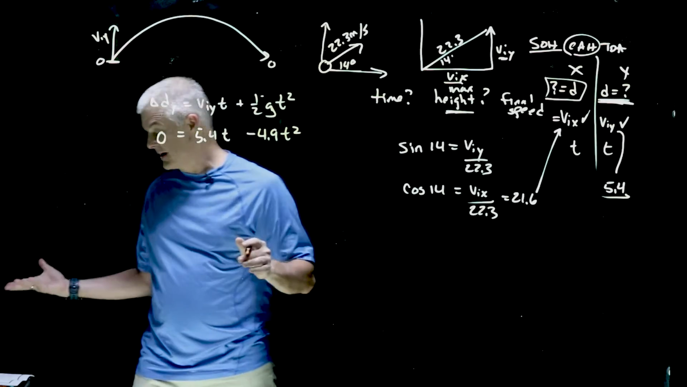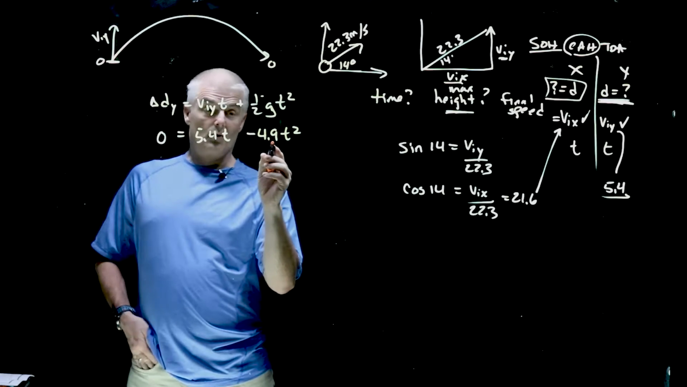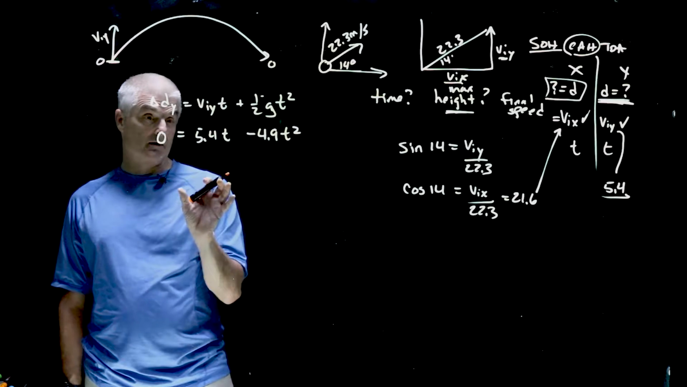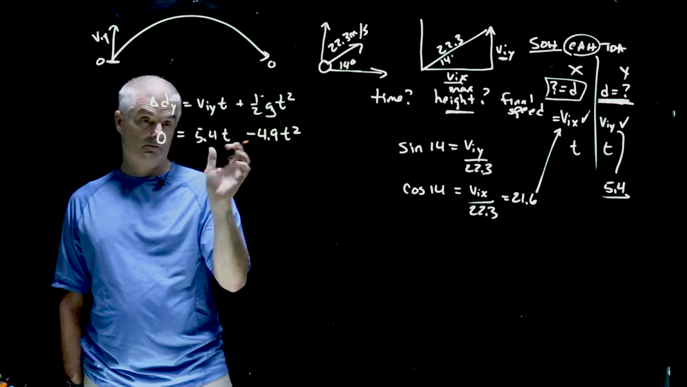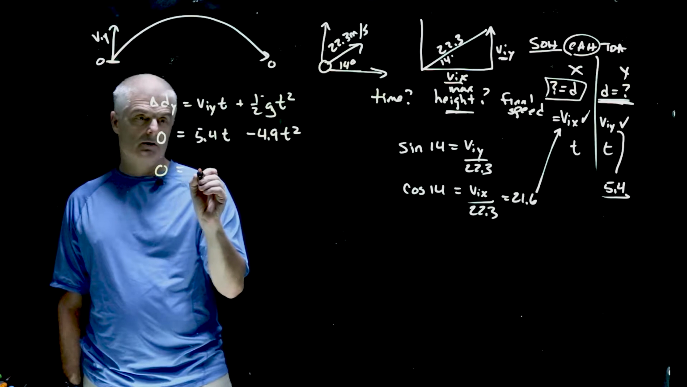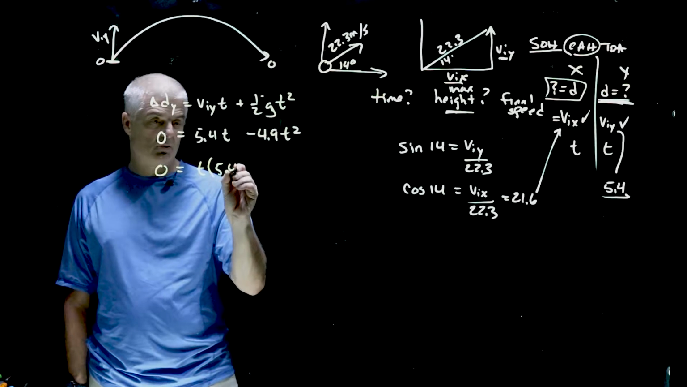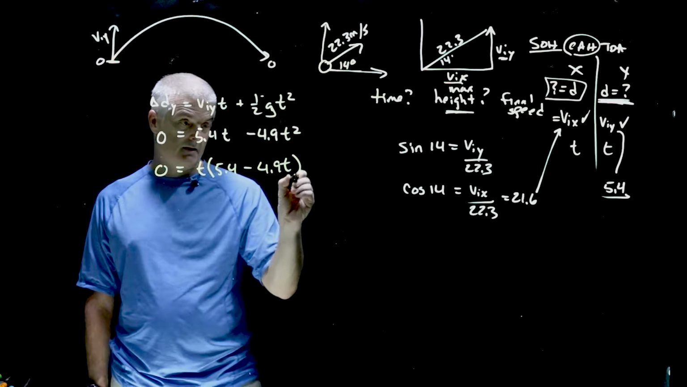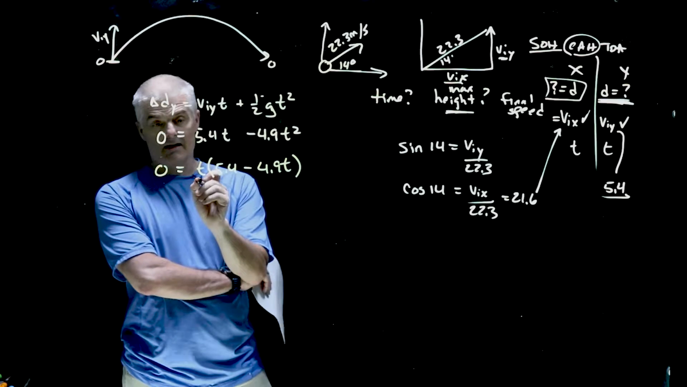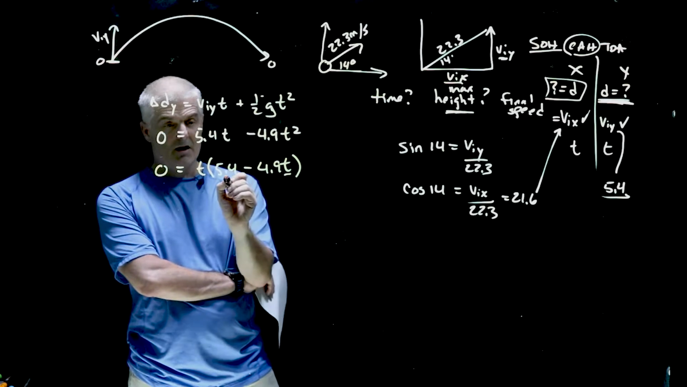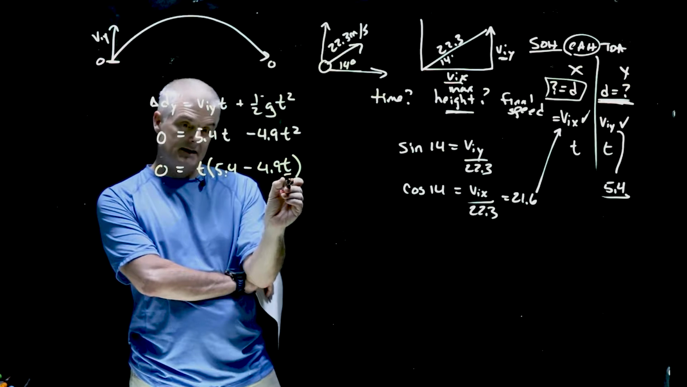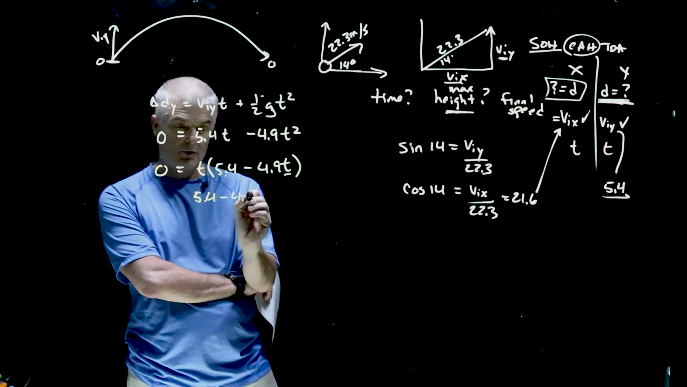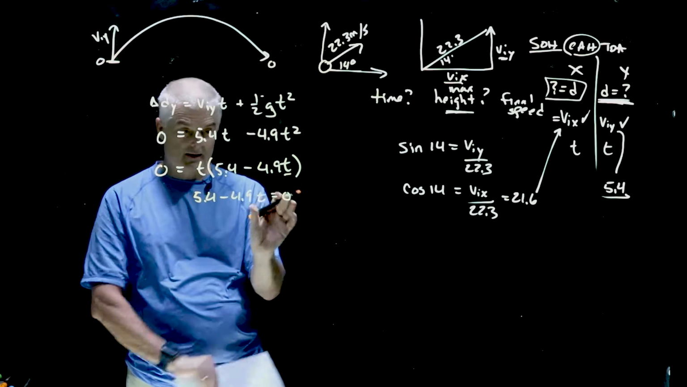Now we have a quadratic function, and I need to solve for t. Now to save time, instead of putting this into the quadratic formula, because we just have these two t terms, you can do something interesting. You can say 0 equals t times 5.4 minus 4.9 t, right? And t has to be a positive number, so I need to find a t where 5.4 minus 4.9 t equals 0, right? That's how it has to be.